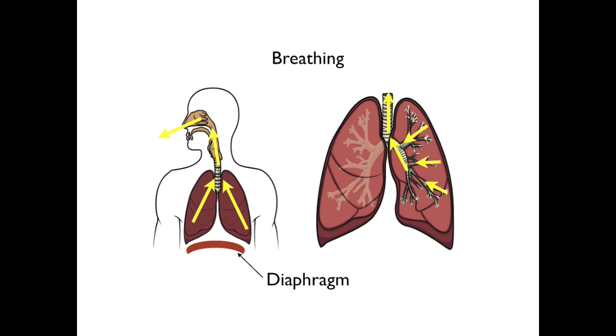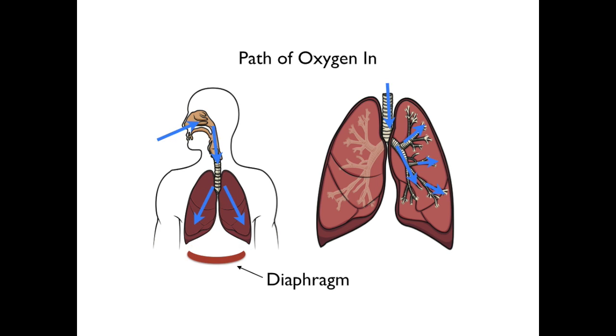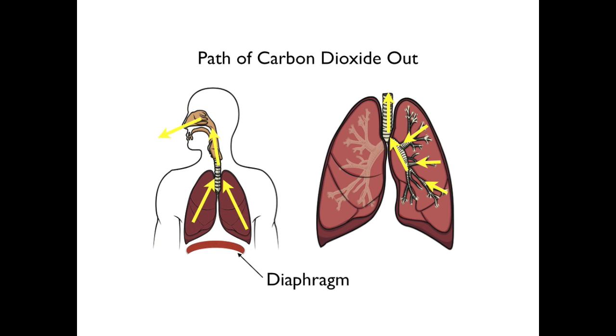There is a muscle under your lungs called the diaphragm that helps your lungs contract and relax to move air in and out. When your diaphragm moves down, air that contains oxygen fills your lungs. When your diaphragm moves up, the air that contains carbon dioxide is exhaled from your lungs.